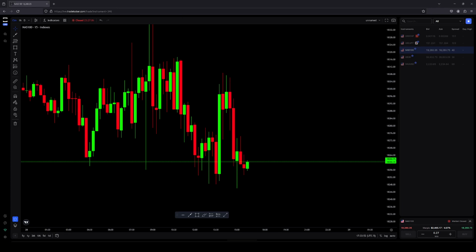Now, with NAS 100 and US 30, these are basically big moves that happen each and every single day. You can make a lot of money with these, but ultimately you want to have a bigger account size to trade these. Yes, you could use a $300, $200, $500 account, but you're going to have to keep a very tight stop loss, and your risk is going to be very tight.